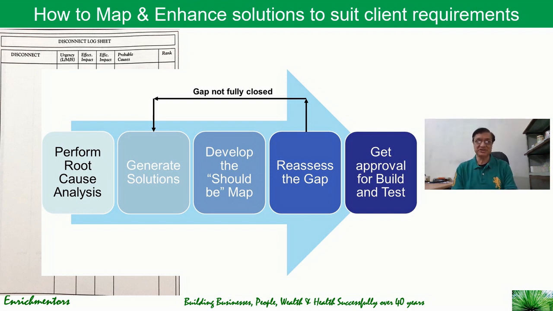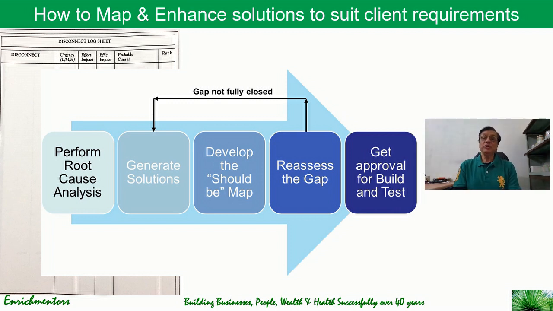So the current solutions that we generated do not have the full potential to close the gap fully, and we need to put our brains together and generate more solutions and go through the same process again until we reach a stage in the reassessing where we say, yeah, I think we have closed 95% of the gap, 5% we can live with. And once we have that, we get approval for the build, test, and release phase, which is the next section. All right, makes sense?